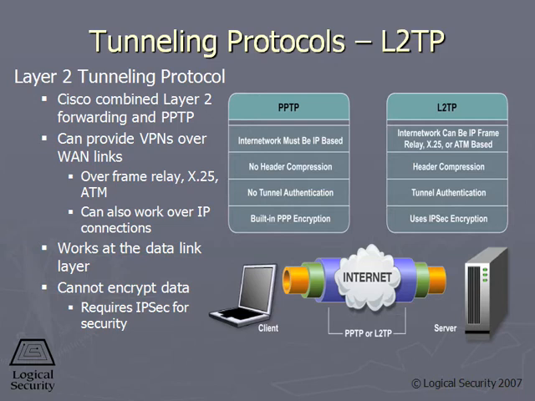Now, L2TP does not have encryption. You can't provide any confidentiality with L2TP. So why in the world would Cisco come up with a protocol for VPNs that doesn't provide confidentiality? Well, the reason is that IPsec was already developed and it was already out there. IPsec is a de facto standard for VPN technology. So why recreate the wheel?